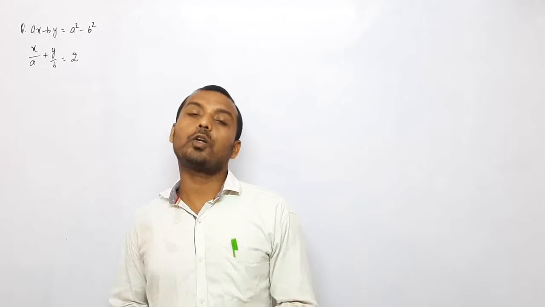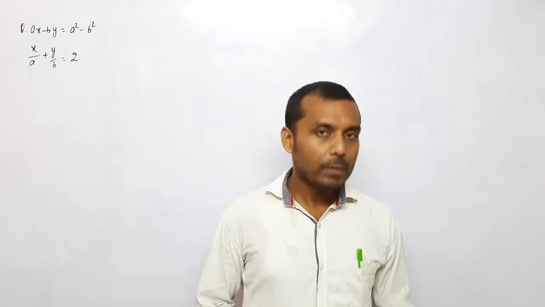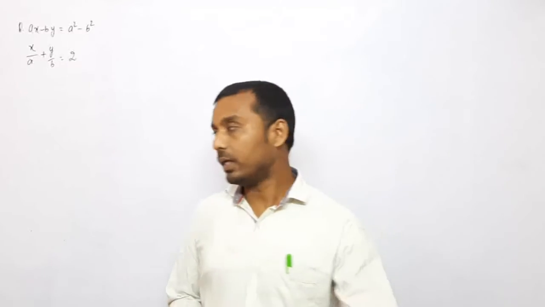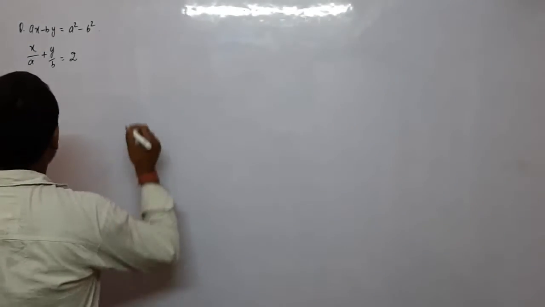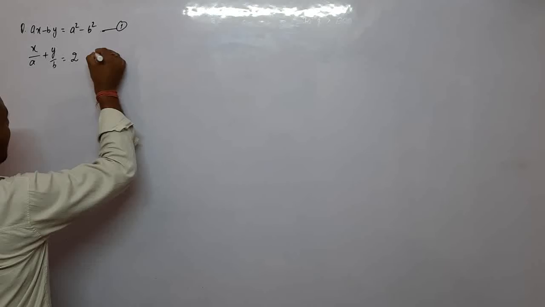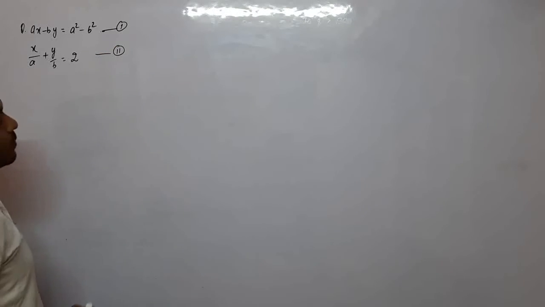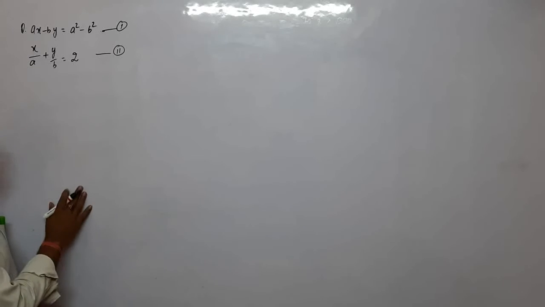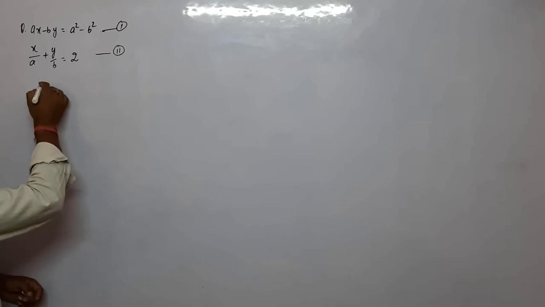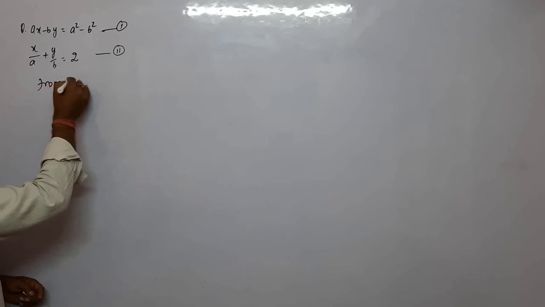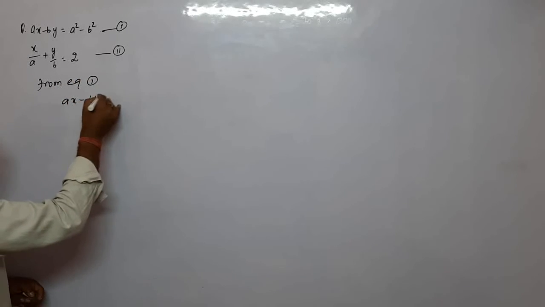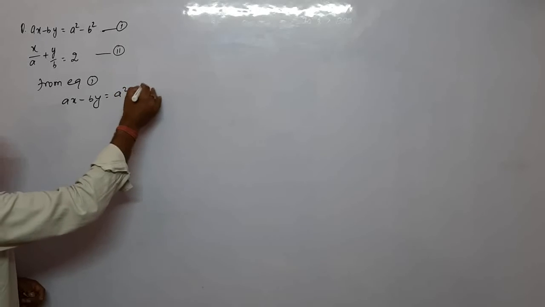In this question also we will do the same thing. We will substitute the value, we will replace the value. How? Let's see. Consider this as equation 1 and this as equation 2. From these equations itself, student, you can substitute any value in the equation. Let's see. From equation 1, we have ax minus by equal to a square minus b square.